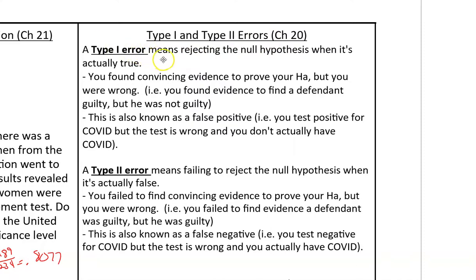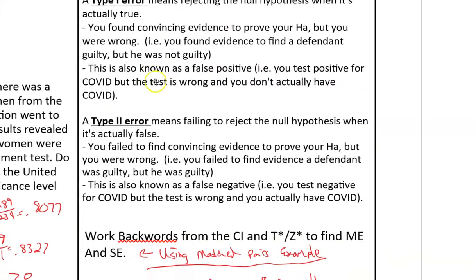A type 1 error is when you reject the null hypothesis, which means you proved what you're trying to prove, but you were wrong. So you rejected the null, but the null is actually true. So you found convincing evidence to prove your HA, but you were wrong. You found evidence to find a defendant guilty, but he was not guilty. It's also known as a false positive. You tested positive for something. You were to prove somebody had a disease, like COVID, but the test is wrong and they didn't actually have COVID. So that's a type 1 error.